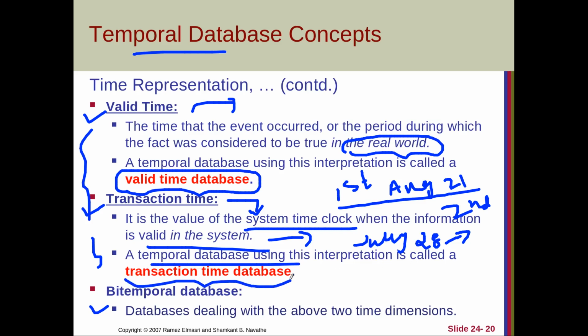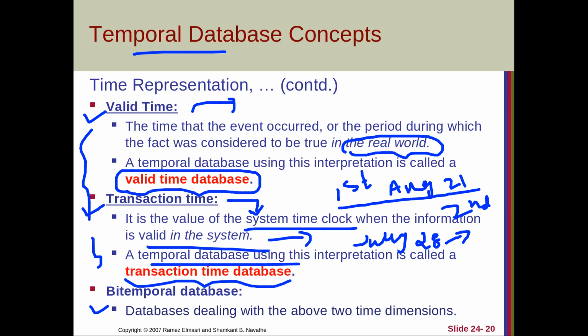So one example: a temporal database that follows valid time is called a valid time database, and a database that follows the transaction time is called a transaction time database.